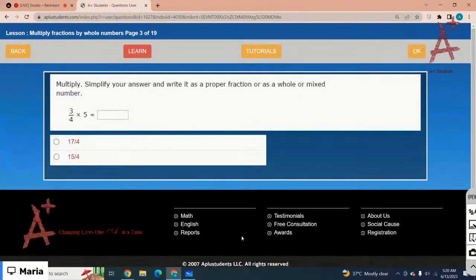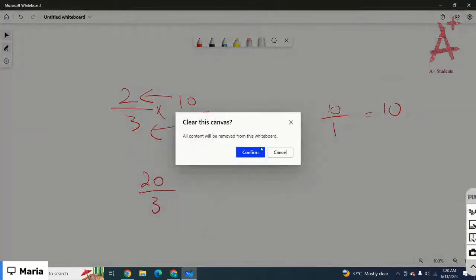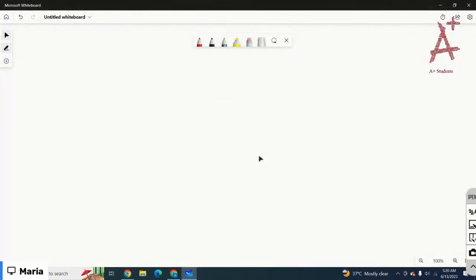Okay, the next one is 3 over 4 times 5. So you have to put 1 as the denominator. Now you have to do numerator times numerator and denominator times denominator. So it would be 5 times 3 is 15 and 4 times 1 is 4. Got it? So it would be 15 over 4.